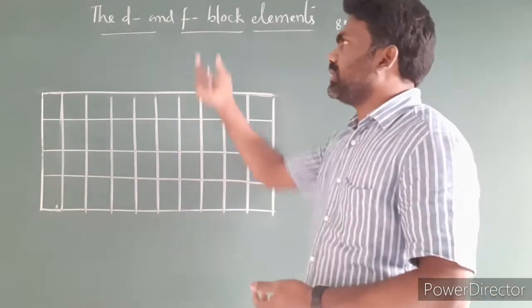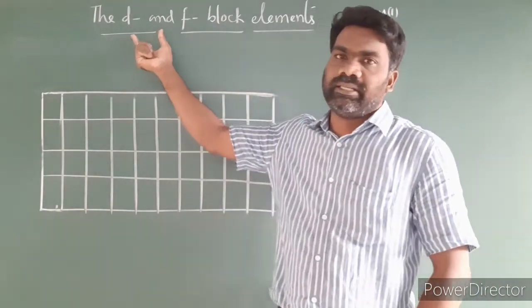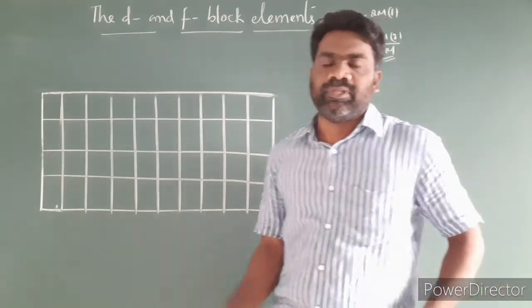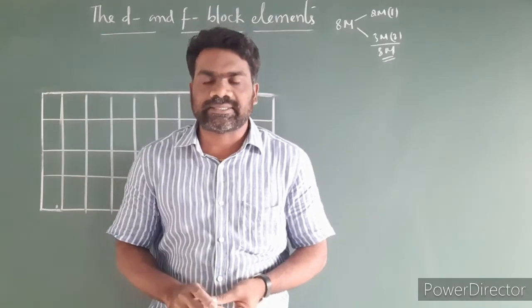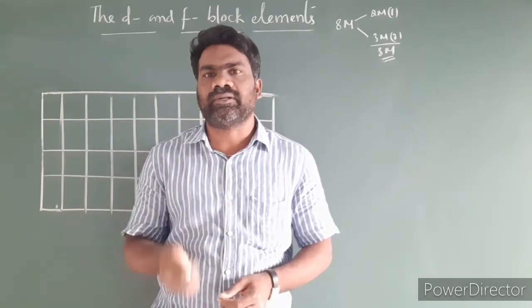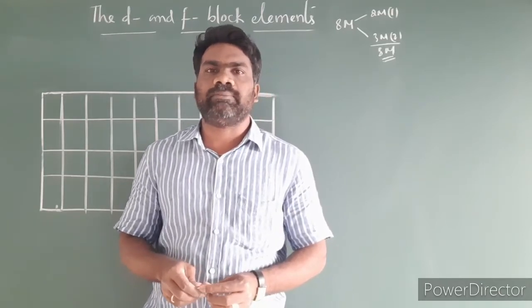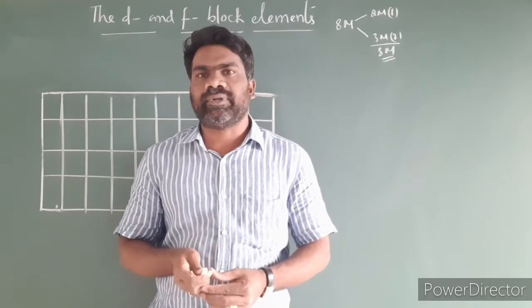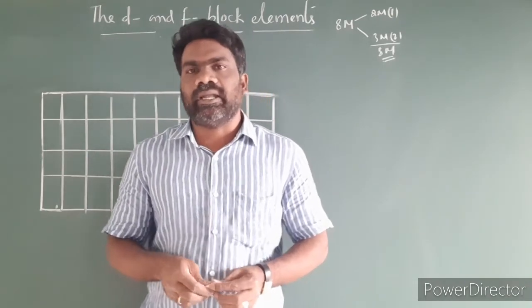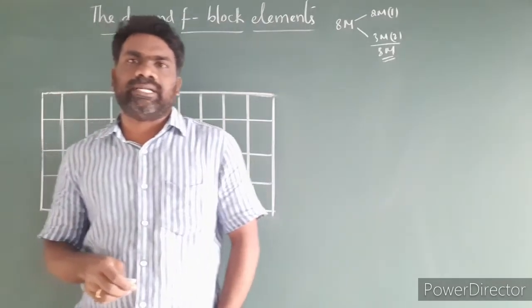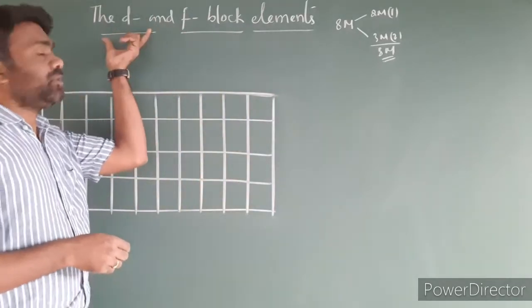Now let's look into what are the D and F block elements. First we will discuss the D block elements, next the F block elements. The D block elements are defined as the elements in which the last electron, nothing but the differentiating electron, enters into the d orbital of the penultimate shell, nothing but the n-1 d orbital.